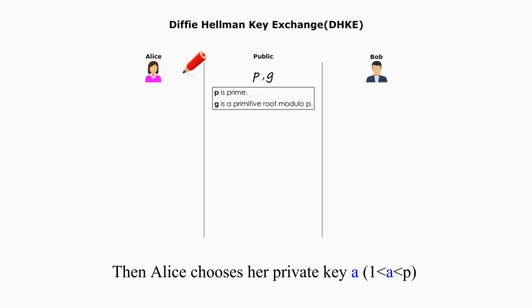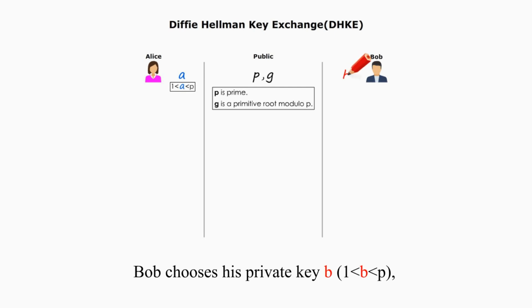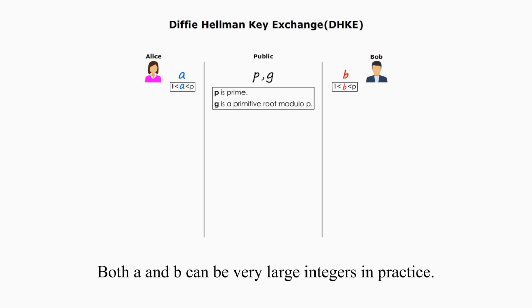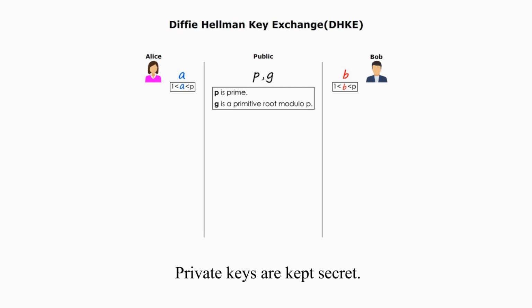Then Alice chooses her private key, A, whereas A is an integer between 1 and P, bigger than 1 but less than P. Bob chooses his private key B, which is any integer between 1 and P. Both A and B can be very, very large integers in practice. Keep in mind that private keys are kept secret. And this is step 1.